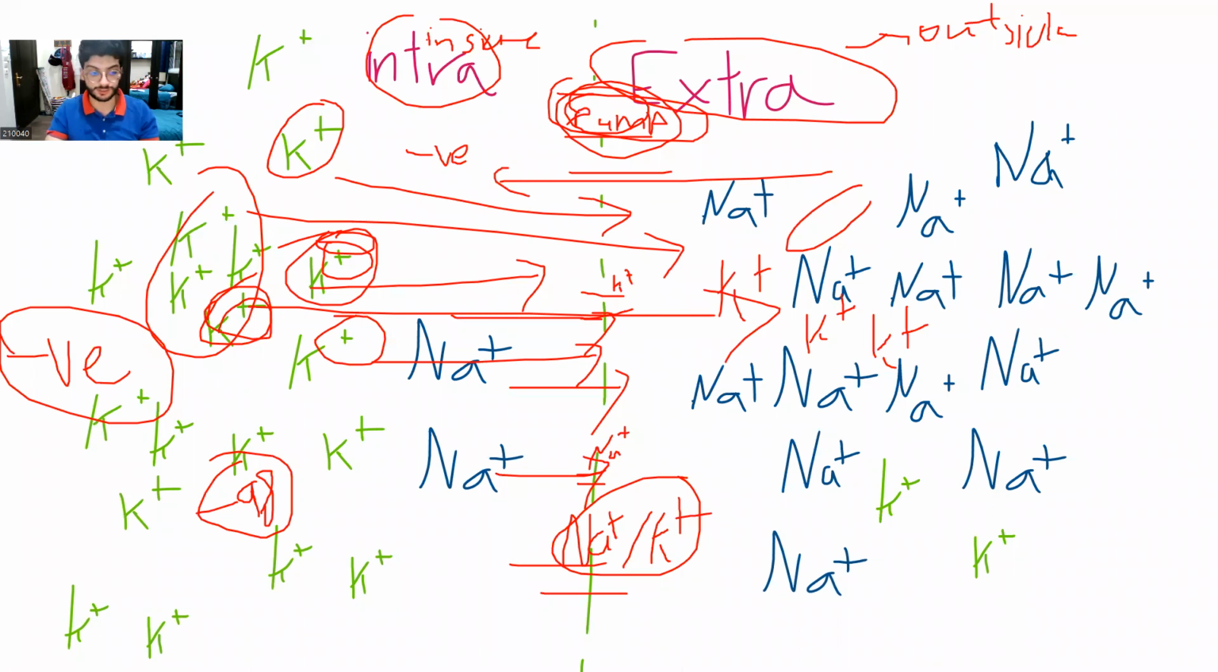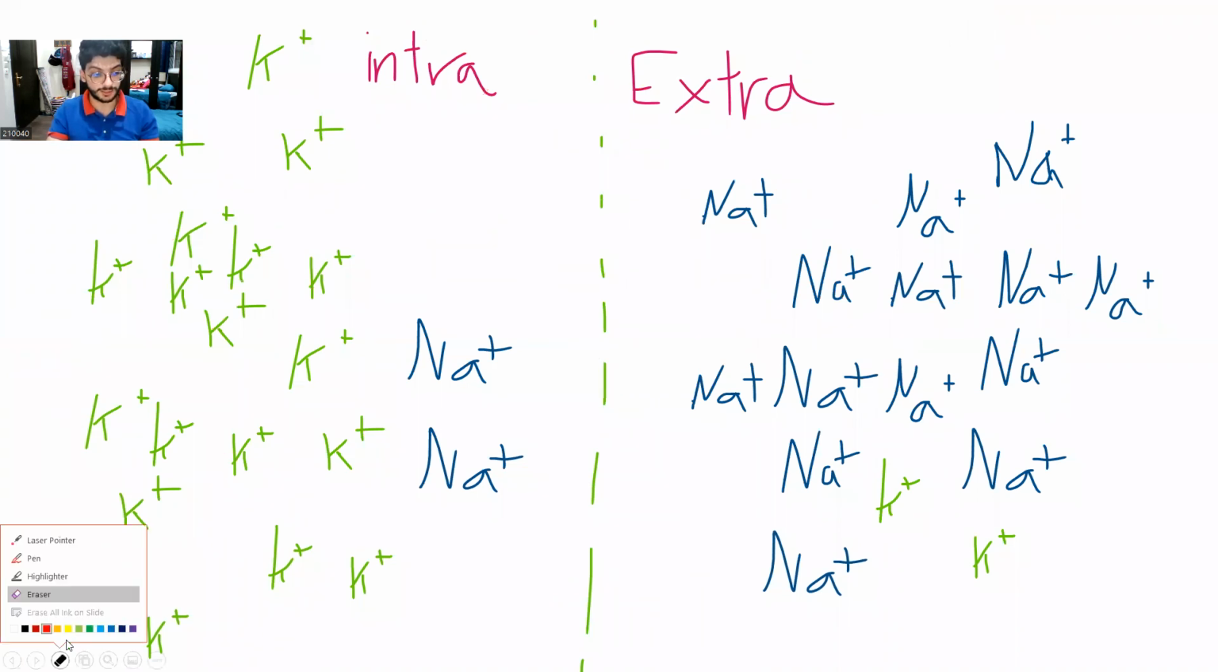So there are two forces. One of them is called the chemical gradient, and the other one is known as the electrical gradient. And they're opposite to each other. Let me erase it. So the chemical gradient is almost opposite to the electrical gradient.